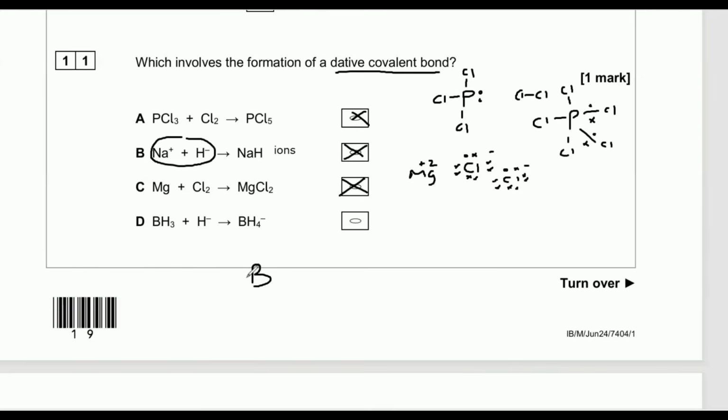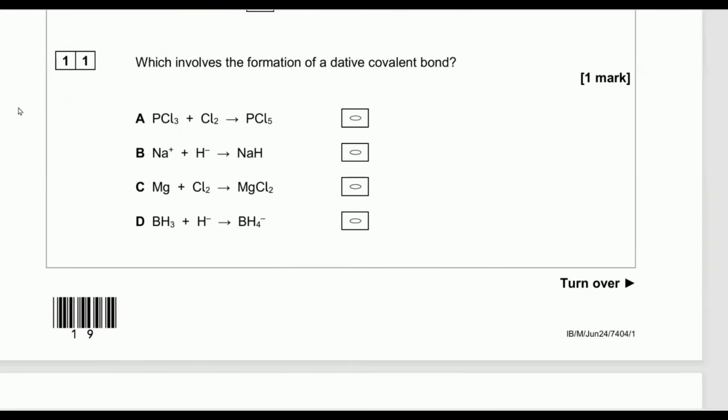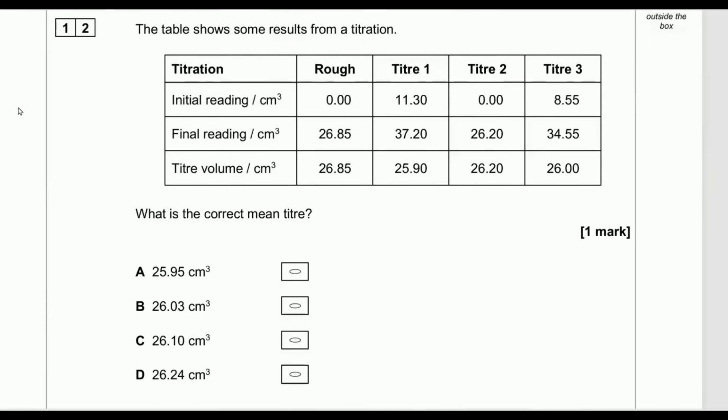BH3. So we've got boron, which is in group 3, so it only has 3 electrons in the outer shell. So those electrons are already taken up by being paired with hydrogen atoms. But of course, this means there is room to expand, or it's got room to accept electrons, and a hydride ion has a pair of electrons, and both of those electrons are donated to the boron like that. And that is going to be the answer to 11 is D.